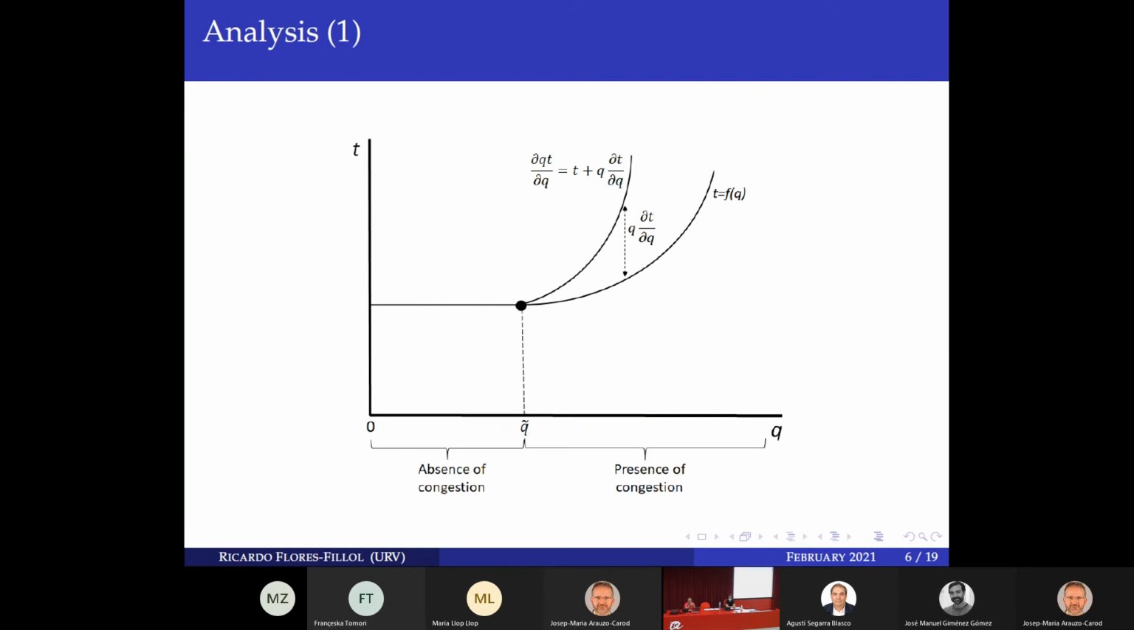So this is the textbook analysis of congestion. On the y-axis, you have time, the time you need to get into a city. Let's think about getting into a city: T would be the average time you need to get into the city, or get out of the city, it doesn't matter. And Q is traffic on the x-axis. When there is no congestion, that means when traffic is lower than Q tilde in this diagram, you basically need some time to get into the city, and that's it.